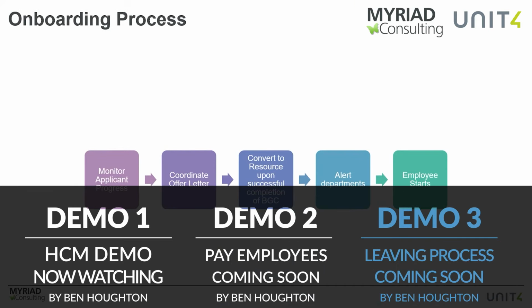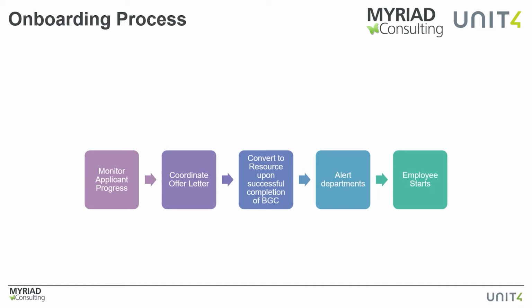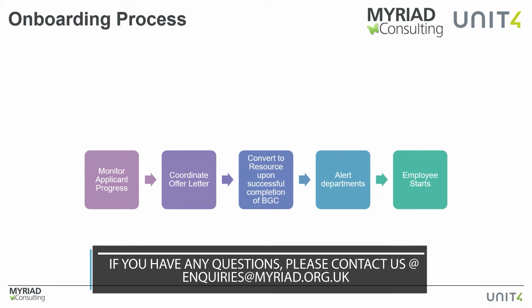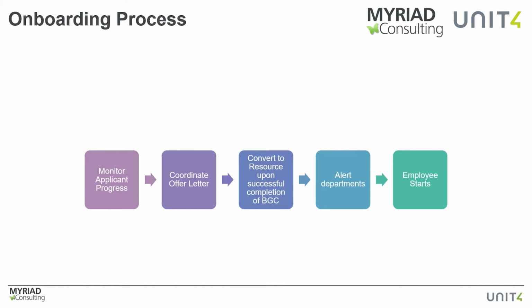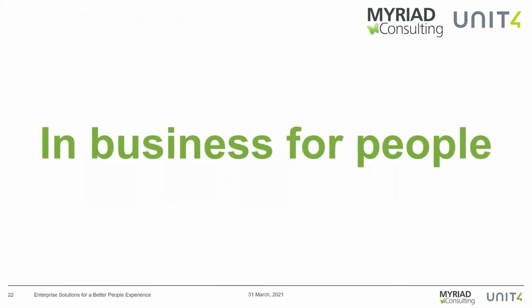I've distilled the process down into these key stages. Jason wants to monitor the applicant progress. We're assuming here that there is some link to an ATS solution using the integration kit provided by Unit4 ERP. And we're then going to show you how we might coordinate the offer letter, convert the successful applicant to a resource. We're going to talk about how we might alert the other teams within the organisation of this new starter in readiness for the new starter joining the organisation.